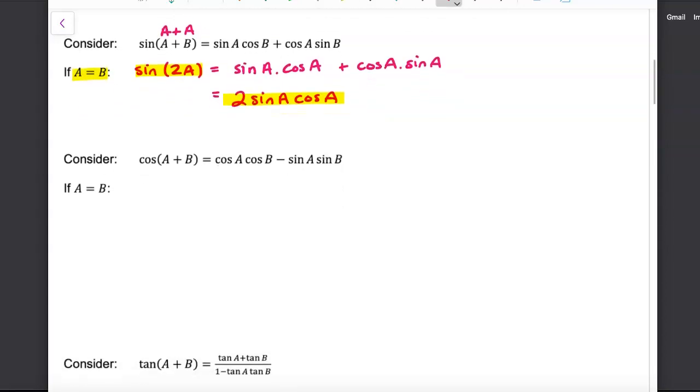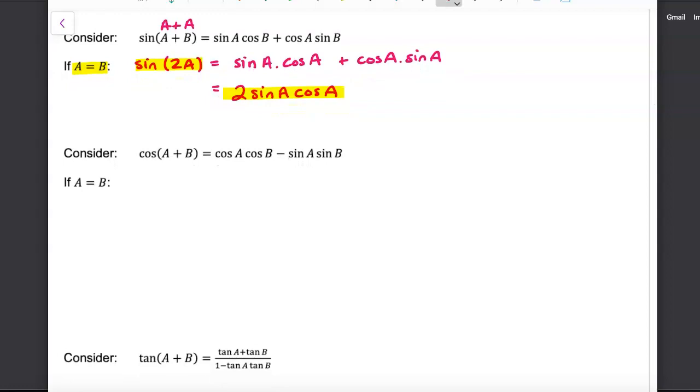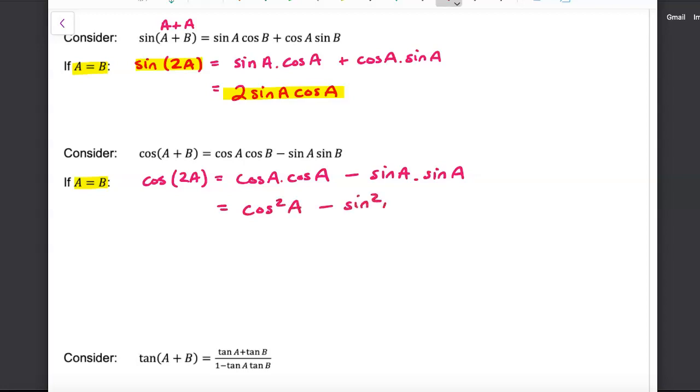Let's consider this if we had cos A plus B. So again, if A and B are equivalent, we would end up with the cos of A plus A, or cos 2A. So this is equal to cos A times the cos of A, subtract the sine of A times the sine of A, which we can write as cos squared A take sine squared A.